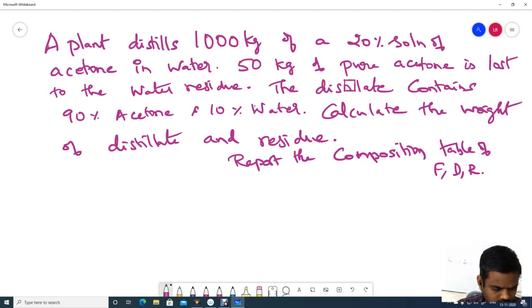Okay, so that's what we have to do. I repeat, a plant distills 1000 kg of a 20% solution of acetone in water. 50 kg of pure acetone is lost to the water residue. The distillate contains 90% acetone and 10% water. Calculate the weight of distillate and residue. Report the composition table of feed, distillate and residue. Okay. As I said, let us use W for residue.